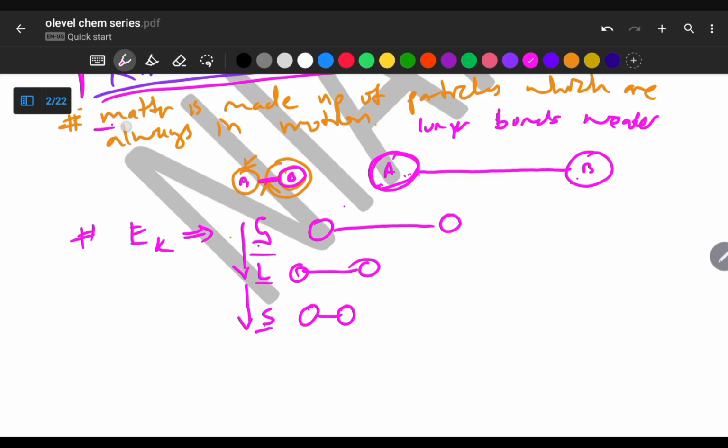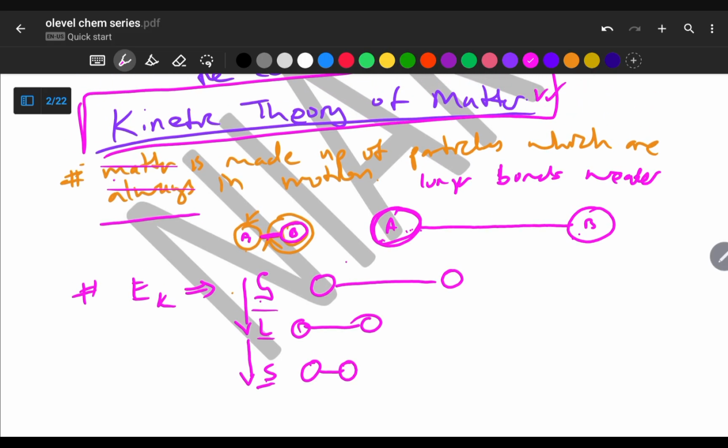And matter is made up of particles which are always in motion, right? So we said the solids, though they have the least kinetic energy, they move by what we call vibration, right? Vibration is defined as a movement in a fixed position. Are we together, guys? So you should take note of this theory, the kinetic theory of matter, because you're going to be examined on that one.